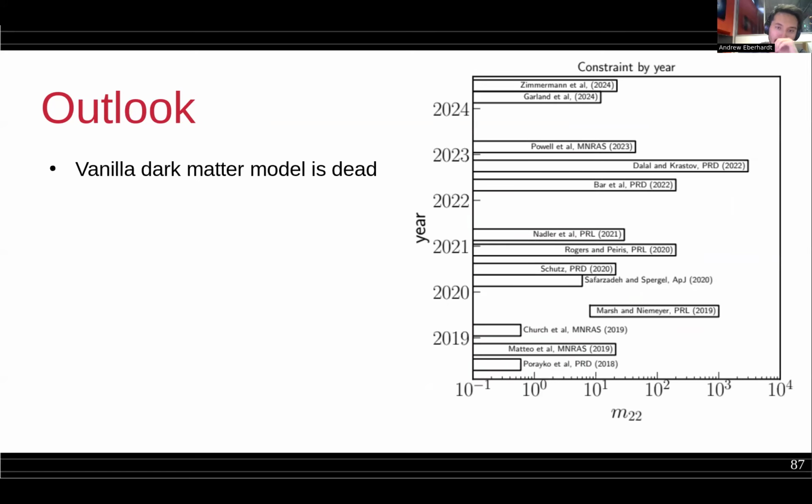So where then does that leave us as a field? I think at this point we can confidently say that the vanilla dark matter model is quite dead. And by vanilla, of course, I mean the original fuzzy dark matter model, the 10 to the minus 22 eV dark matter, which was supposed to solve small scale structure problems, many of which we're not even particularly interested in anymore, at least not in the dark matter only solution to.